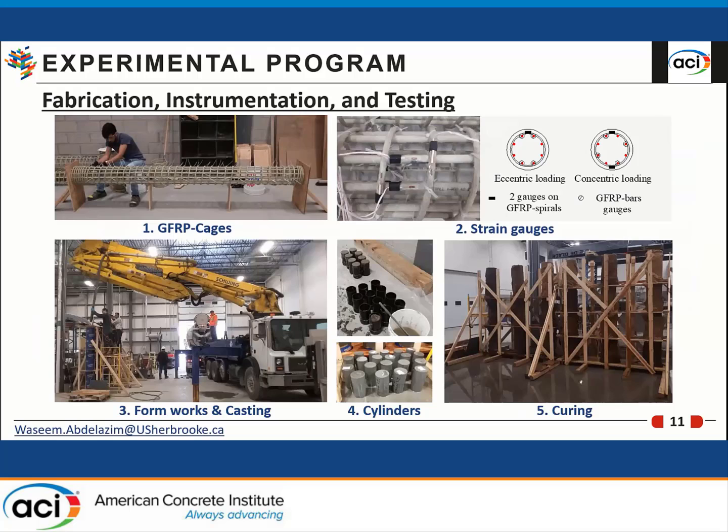All reinforcing cages were assembled and fabricated in our laboratory of materials and structures at the University of Sherbrooke. The fabrication process started with assembling all GFRP cages, then all cages were instrumented using 6 mm strain gauges at mid-height. A pump was then used to cast all the specimens. Meanwhile, a sufficient number of standard concrete cylinders were prepared from each concrete batch to define the actual concrete strengths. Finally, all columns were cured to avoid any shrinkage cracks.